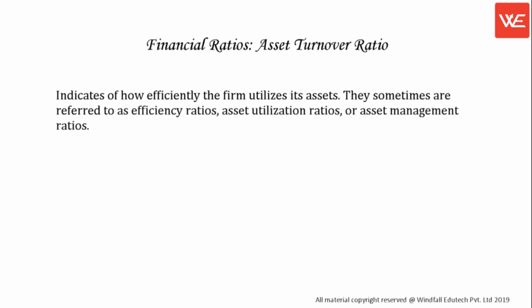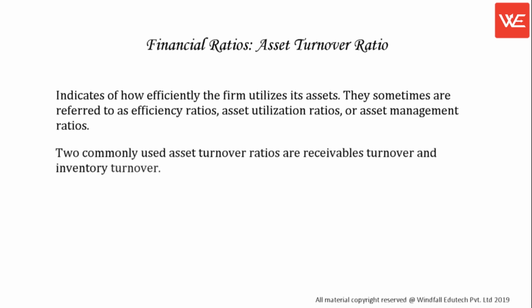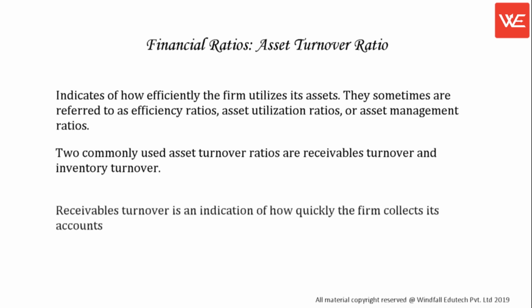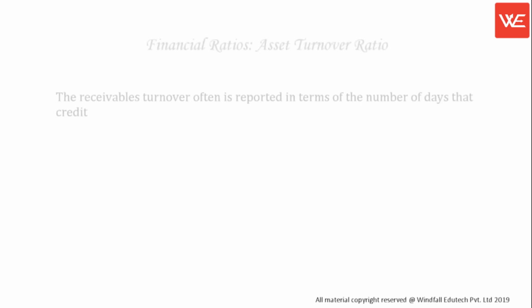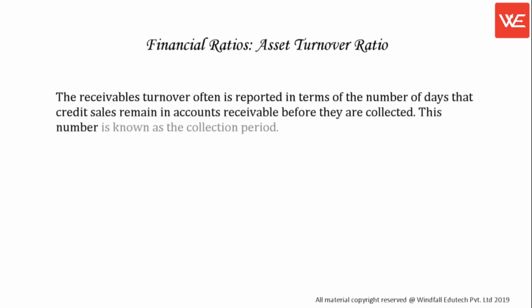They sometimes are referred to as efficiency ratios, asset utilization ratios, or asset management ratios. Two commonly used asset turnover ratios are receivables turnover and inventory turnover. Receivables turnover is an indication of how quickly the firm collects its accounts receivable. Receivables turnover equals annual credit sales divided by accounts receivable. The receivables turnover often is reported in terms of the number of days that credit sales remain in accounts receivable before they are collected. This number is known as the collection period.